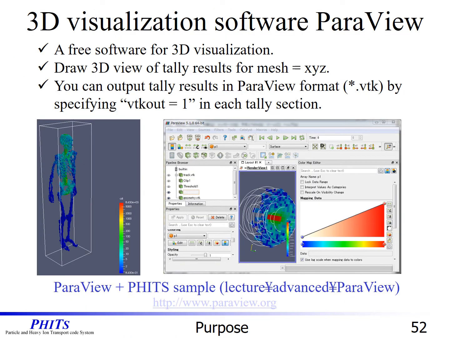Second utility is ParaView. ParaView is a free software for three-dimensional visualization. It draws 3D view of tally results for mesh equals XYZ. You can output tally results in ParaView format by specifying VTK out equals 1 in each tally section. The sample file is put in this directory.